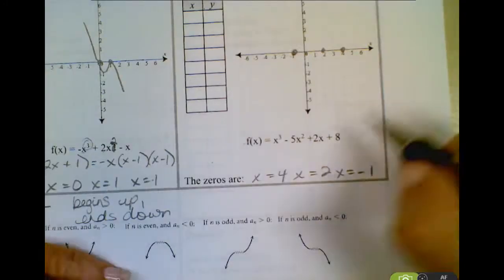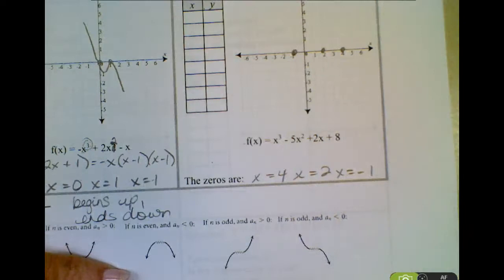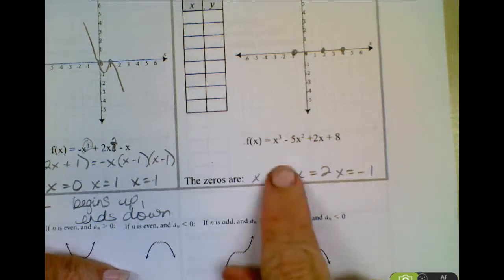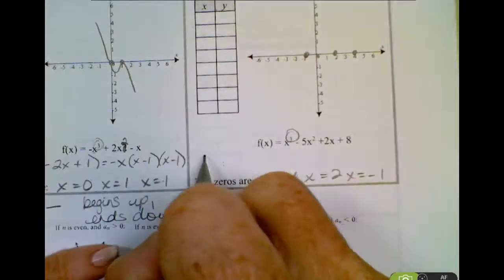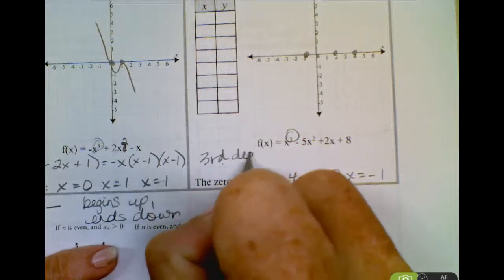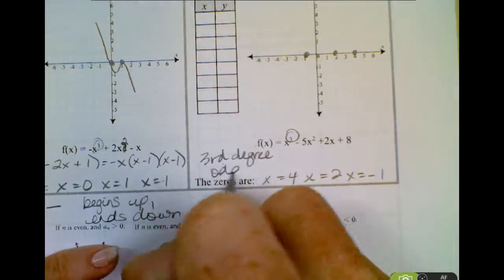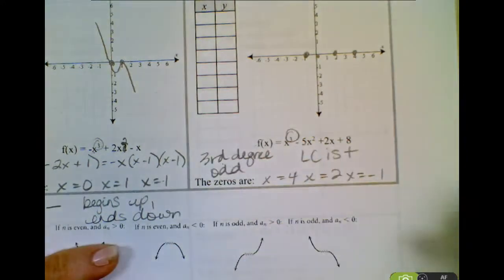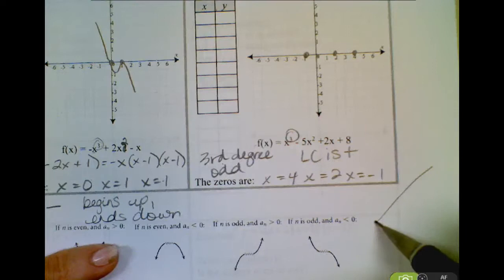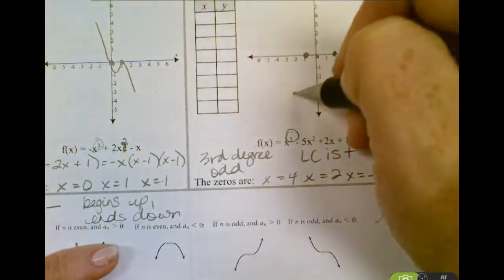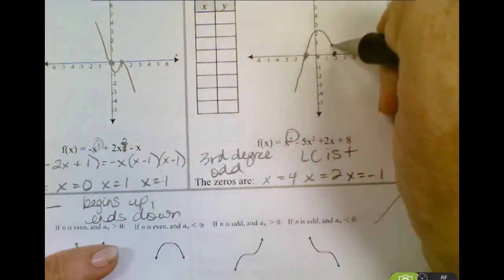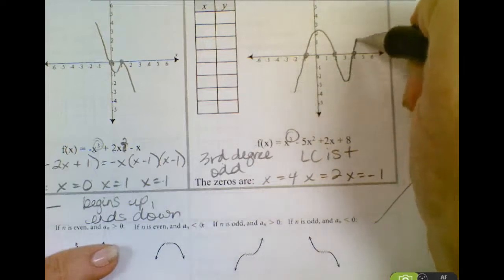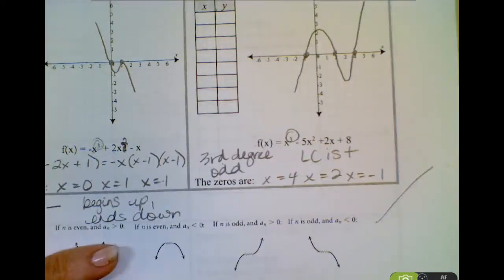Now the only thing you have to decide is the end behavior. It's an odd numbered degree, so it's a third degree polynomial, so that's odd. And my leading coefficient is positive. So go back to a positive first degree polynomial. It starts down and ends up. So this is going to start down, going up, going down, going up. Okay, your graph will look like that.